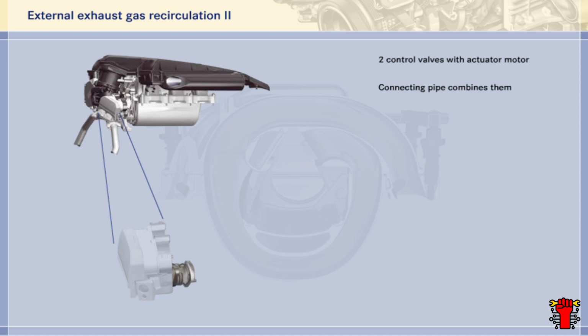Behind the recirculation valves, the exhaust gases are combined into one single connecting pipe and conveyed into the intake pipe. And as you already know, both the actuator motors and the connecting pipe are liquid-cooled.